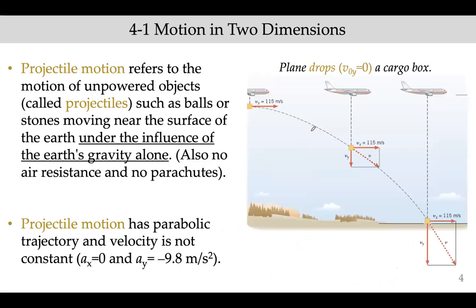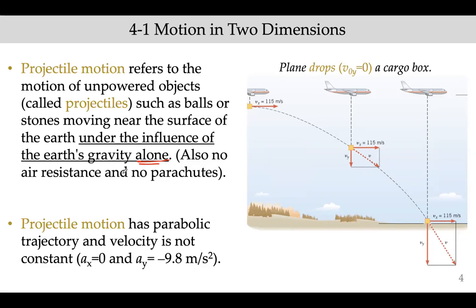Okay, let's move to projectile motion. So projectile motion refers to the motion of unpowered objects like a box, a stone. These are called projectiles, such as balls or stones, moving near the surface of the Earth under the influence of the Earth's gravity alone. This is important.